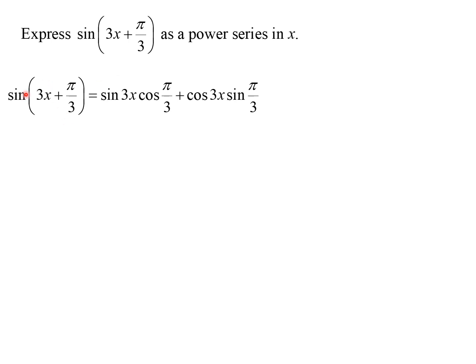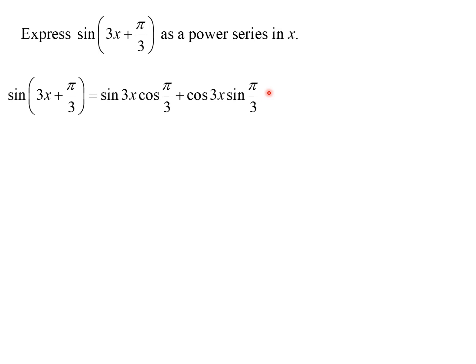For example, sine(A plus B) is sine A cos B plus cos A sine B. This was the addition formula we learned in semester 1. So sine 3x cos(pi over 3), plus cos 3x sine(pi over 3). When you do this, you will realize cos(pi over 3) and sine(pi over 3) are actually constants.